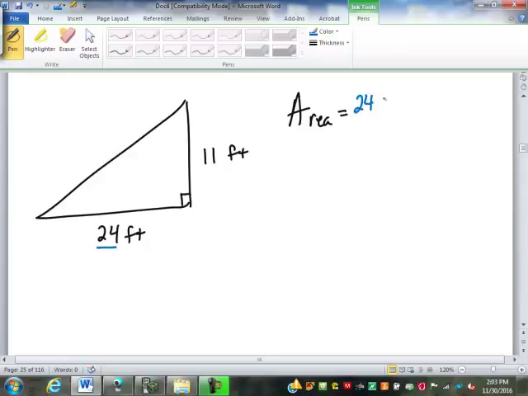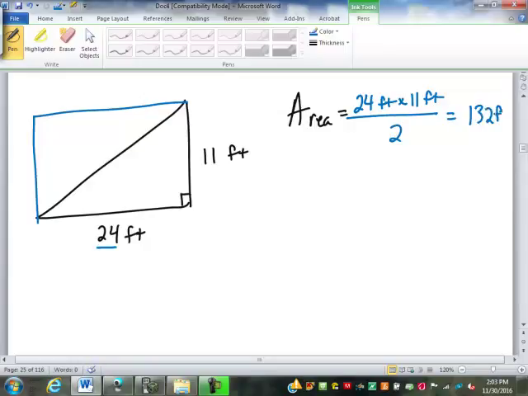Okay, there we go. 24 feet times 11 feet. That would make up that related rectangle that would contain that triangle. Then we divide it by 2 because that would be half of that related rectangle. So we multiply that, we get 132. And of course, feet times feet is square feet, or feet squared.